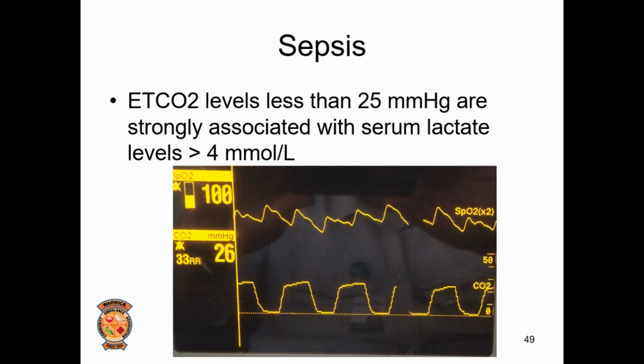End-tidal CO2 levels have been shown to be an accurate predictor of mortality in patients with severe septic shock and sepsis. Another study found that end-tidal CO2 levels less than 25 millimeters of mercury are strongly associated with serum lactate levels of 4. You should tune in to Alex Arder's session at 1500 to learn more about sepsis.